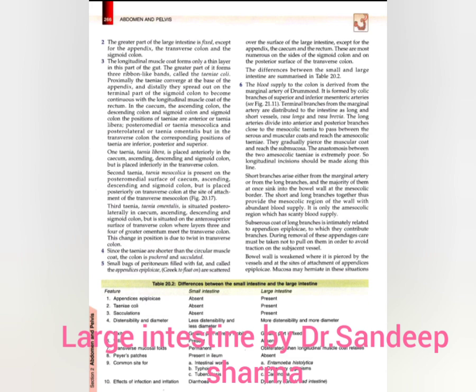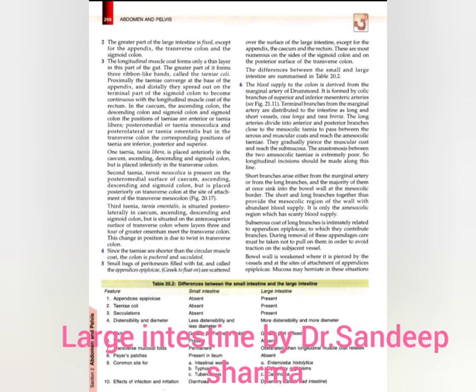Now we will directly go to the differences between the small intestine and large intestine. We have a table here. In this table you can see the appendices epiploica we have just discussed. In the small intestine they are absent, but in the large intestine they are present. Tinea coli is absent in the small intestine, but in the large intestine tinea coli are present. Sacculations are absent in the small intestine but are present in the large intestine.